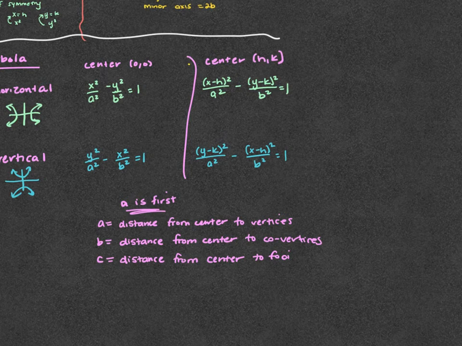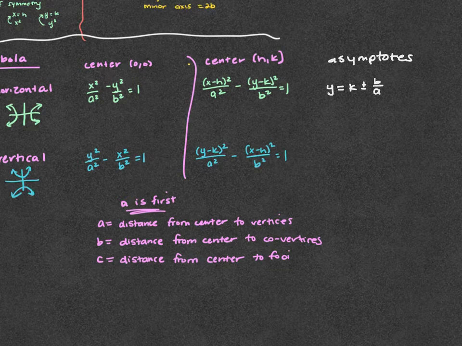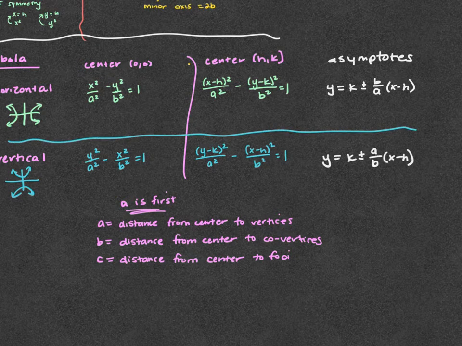I'm going to add on here the asymptotes. If it's horizontal, it's y equals k plus and minus b over a times (x minus h). And if it's vertical, it's y equals k plus and minus a over b times (x minus h). So it's b over a if it's horizontal, and it's a over b if it's vertical.